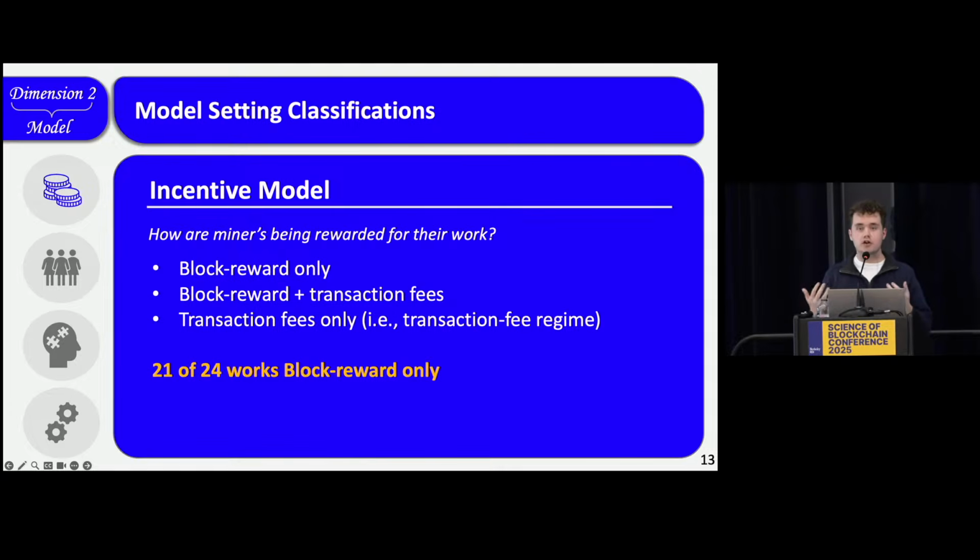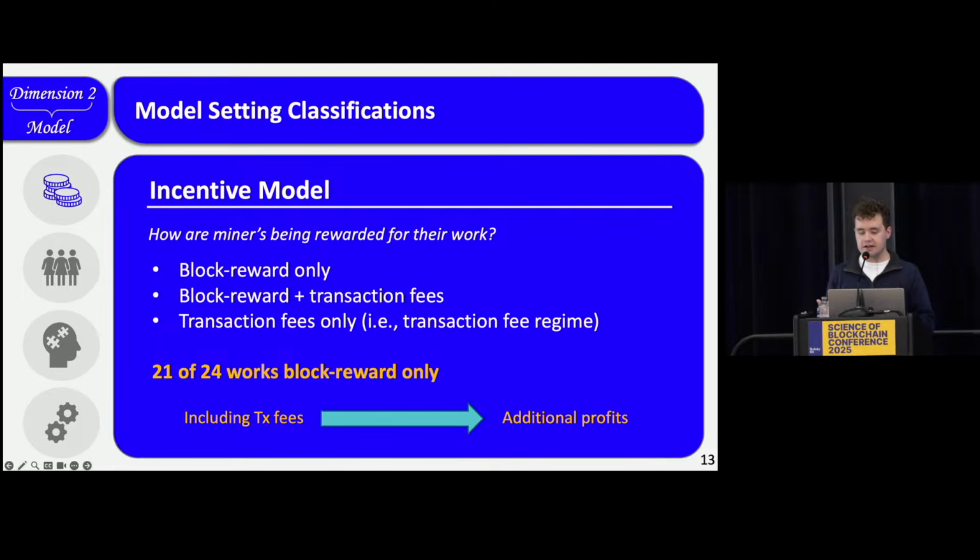And we find that almost all the works assume miners are only rewarded via block rewards, with only 2 works considering rewards from both, and just 1 from only transaction fees. And an important takeaway we find here is that among these few works that do consider transaction fees, selfish mining was found to be more profitable than in models that only assume block rewards.